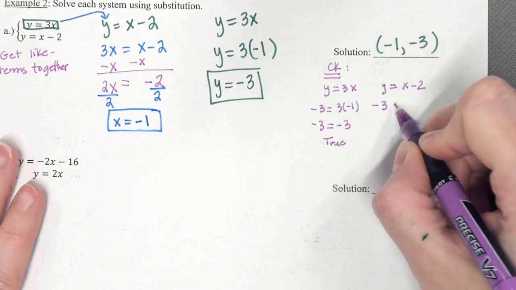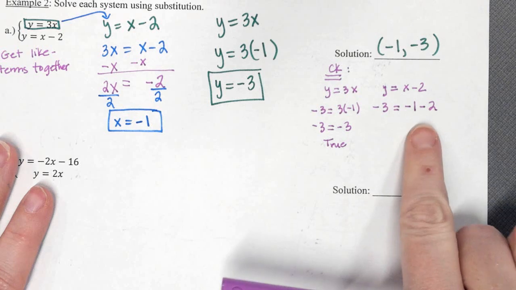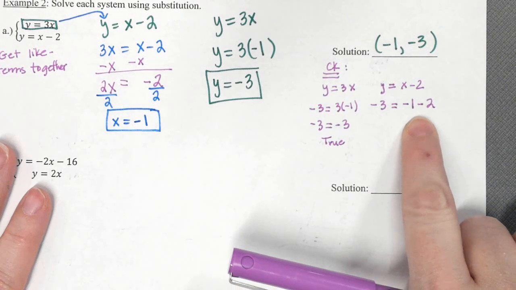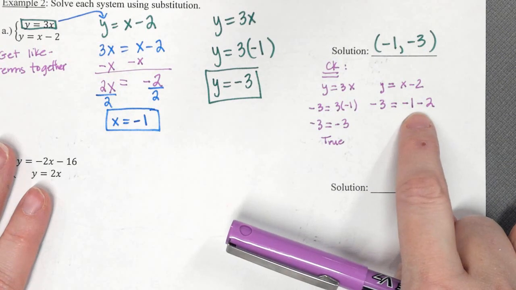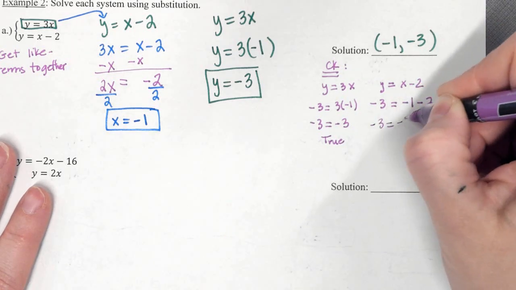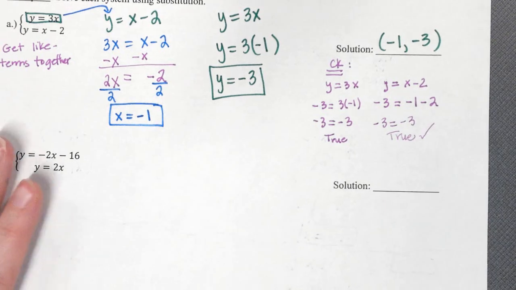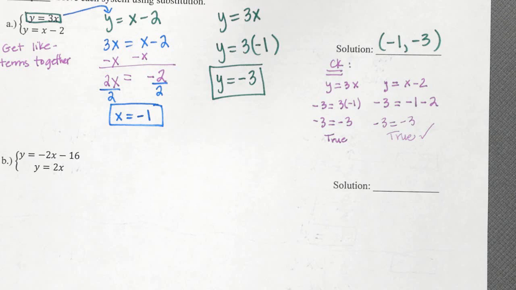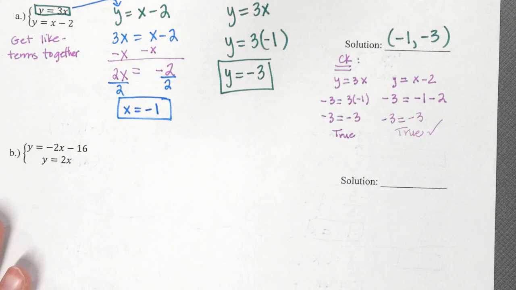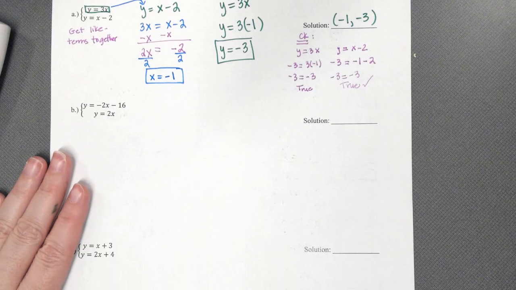Okay, so we should plug in negative 3, and then this is negative 1 minus 2. This isn't multiplied because you have subtraction here. Is negative 1 minus 2 negative 3? Yeah, okay, so if they're both true, you know that you have the right solution. I'm not going to make you check every one, but I'm going to have you pick a couple on your practice today to check those.